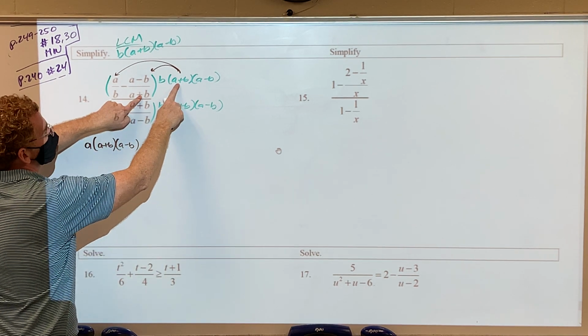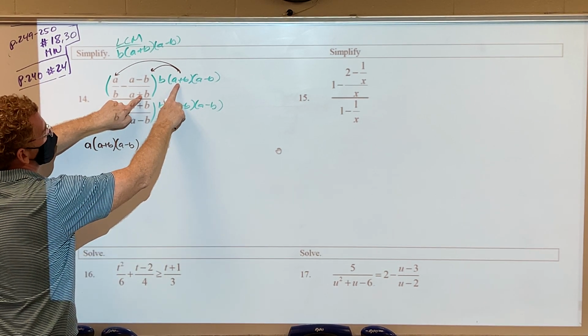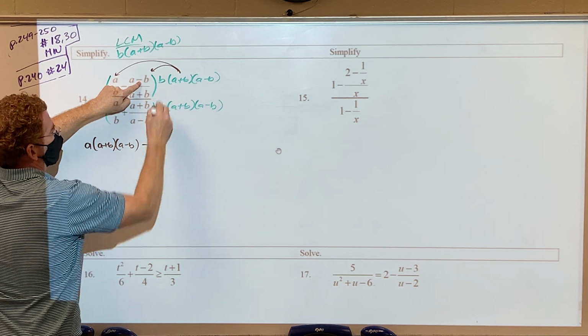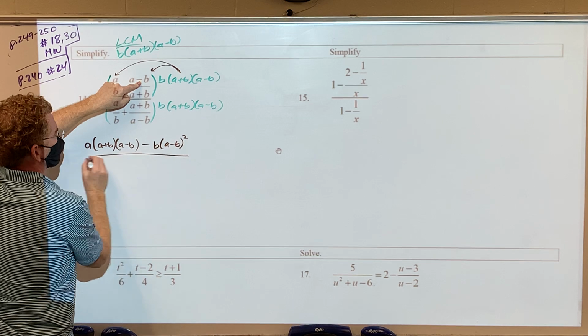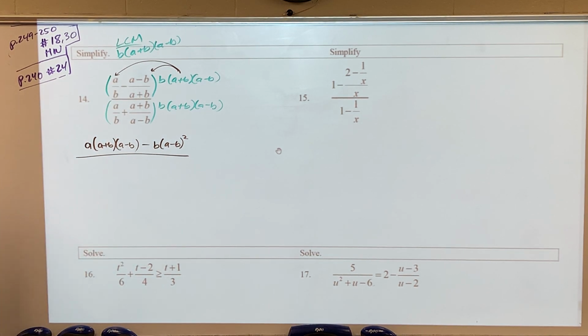The A plus B's cancel? But what do I have left? A minus B squared, and AB. Okay, I'm going to stick with it for a little while. It's the top part kind of squared away. Still pretty awful. What about on the bottom?